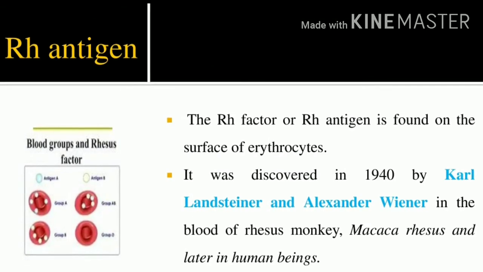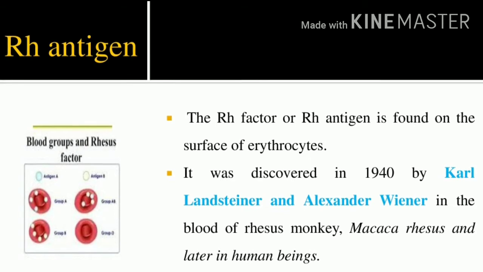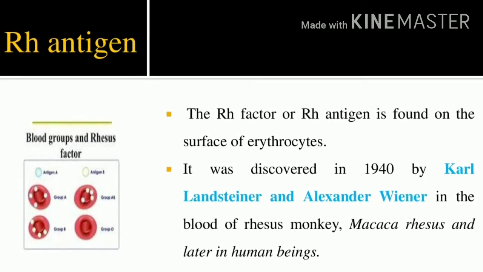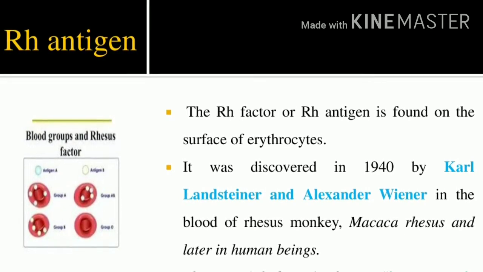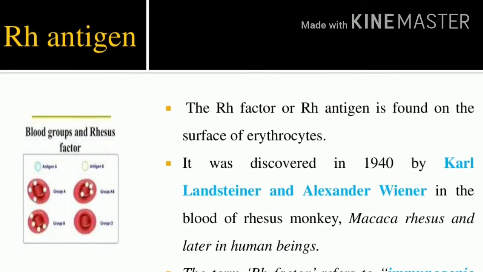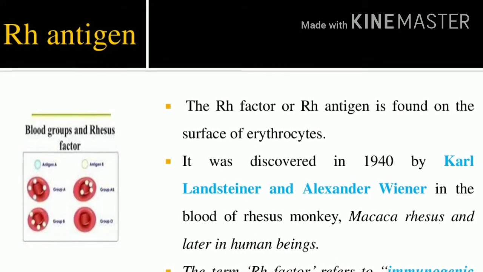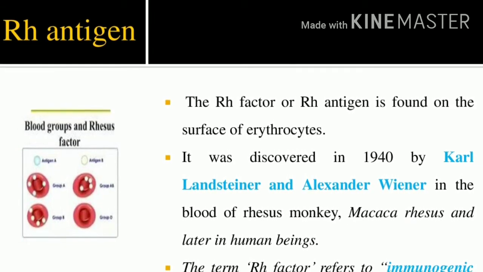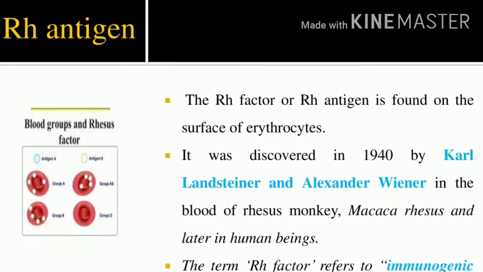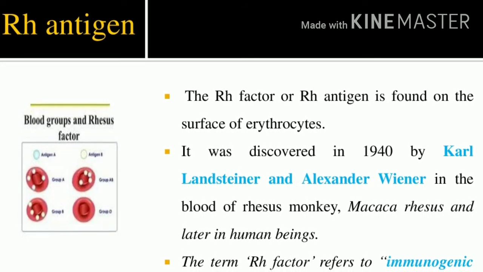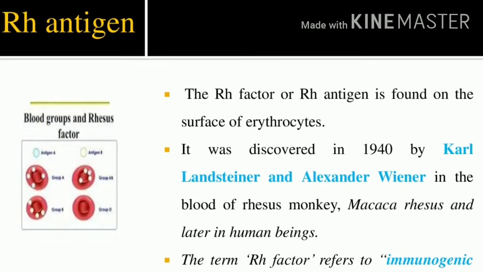Are you ready? RH antigen or RH factor. This factor is found on the surface of the erythrocytes. What is the meaning of erythrocytes? RBC cells. So this factor is present on the surface of RBCs. It was discovered in 1940 by Karl Landsteiner and Alexander Wiener. These are the two persons who identified and discovered the positive and negative group of RH antigen.